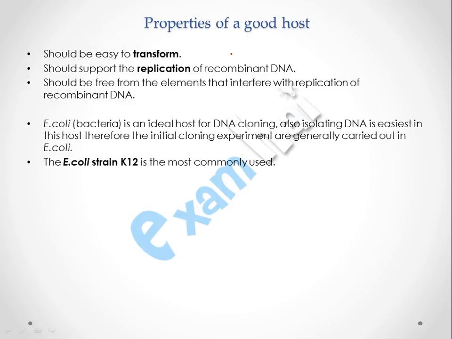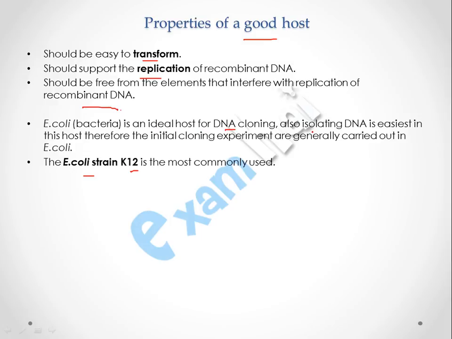Okay, now we are going to discuss the properties of a good host. So what are the good hosts? The most commonly used good host is the E. coli strain K12, because it is easy to isolate, it is easy to transform, it supports replication, it supports recombination. Okay, it should be free from elements which interfere with the replication of recombinant DNA. So E. coli bacteria is an ideal host for DNA cloning.